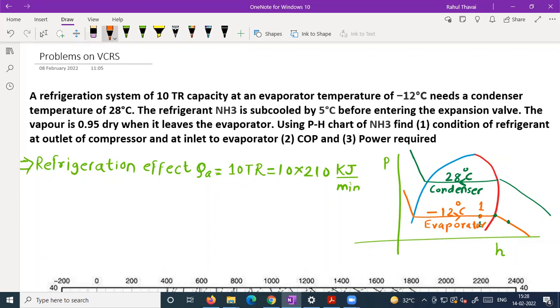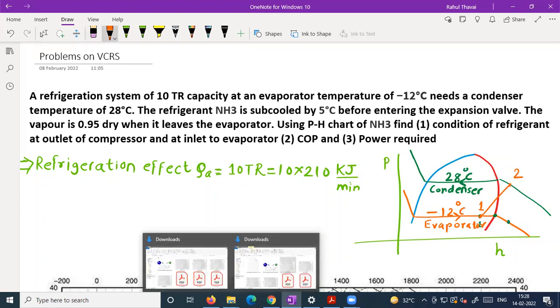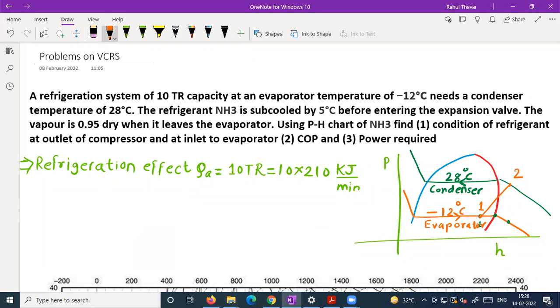So let us start now. After 1 to 2, what will we do? From 1, we will compress, so we'll get point number 2. You can see this 1 to 2: it's a compression which occurs in a compressor. Then what is 2 to 3? Now point number 3, I need to mark somewhere here, on this green line.